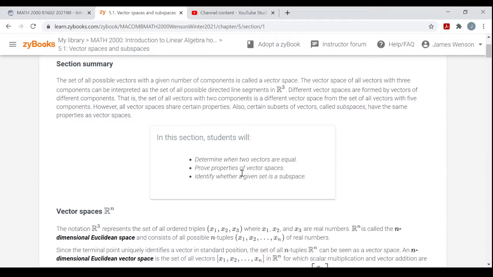So the objectives here, the breakdown of the sections. In one part of this, you're going to determine when two vectors are equal, and this is the easy part. Two vectors are equal if all the corresponding components are equal. We're going to look at all the properties of vector spaces. What are these properties that need to hold in order for a set of vectors to be considered a vector space? And then they mentioned subsets of vectors that have the same properties. These subspaces, we're also going to look at a subset of vectors and determine whether or not that subset of vectors is also a vector space, or a subspace.